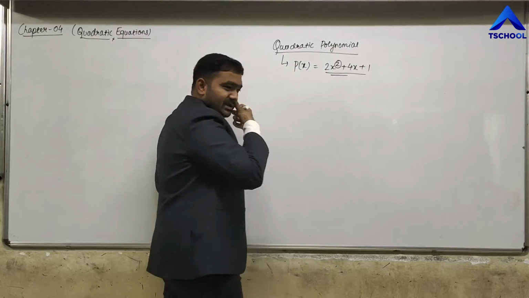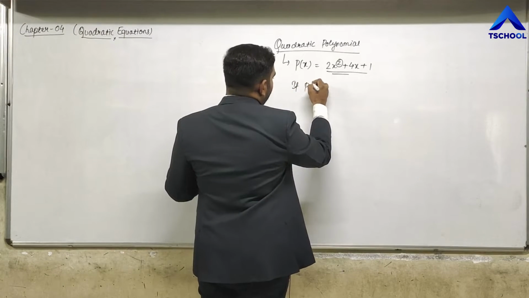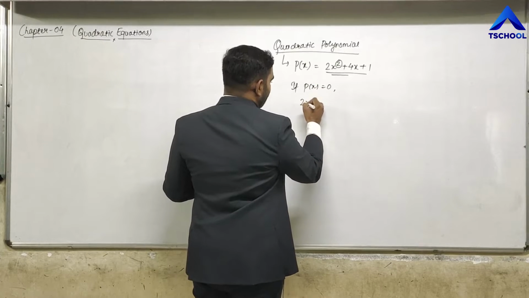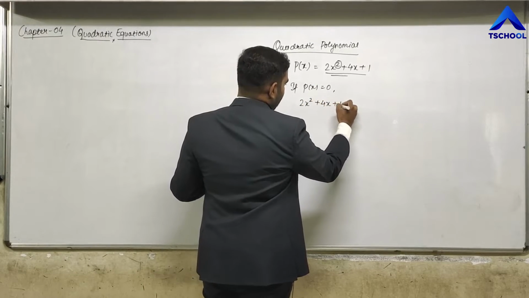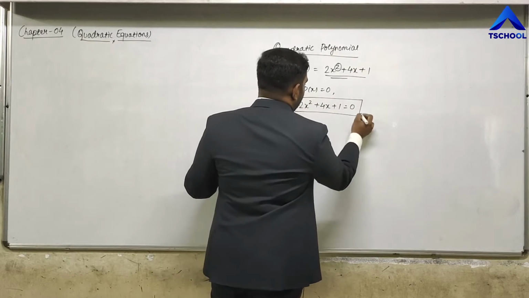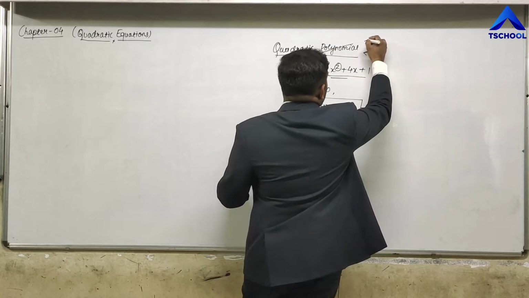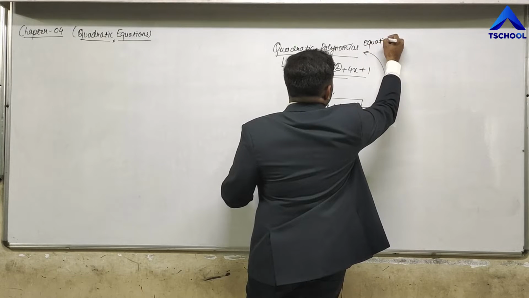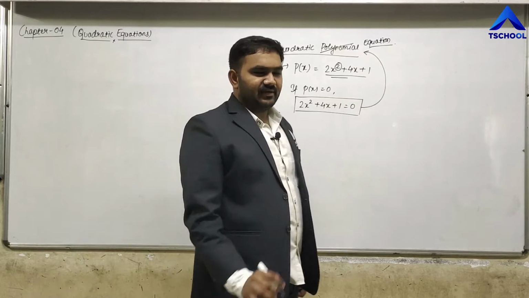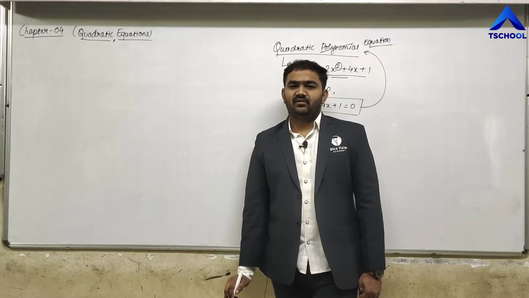Now when this quadratic polynomial is equated to 0, that means if I say that p of x is equal to 0, then this given quadratic polynomial, that is 2x square plus 4x plus 1 equals 0, will now become a quadratic equation, right? So this is a quadratic polynomial and this polynomial will now become an equation. So what can you say about this quadratic equation, friends? That a quadratic equation is simply an equation which has a degree of 2.